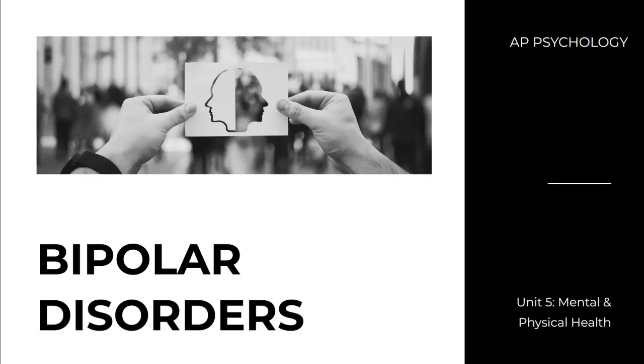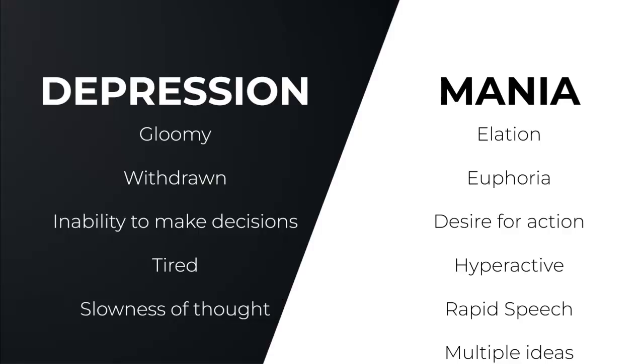Our next one is bipolar disorders. It used to be called manic depression because a person would revolve back and forth between manic and depression, but now we call it bipolar disorder. Two sides: the depression side, which manifests the same as major depressive disorder. Sometimes it shows up as being withdrawn or tired or hard to make decisions or just slowness of thought. But then it contrasts with the mania.